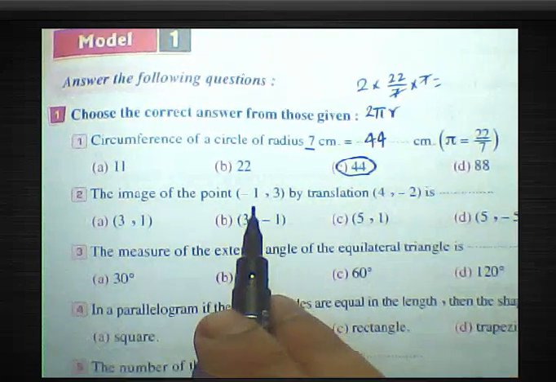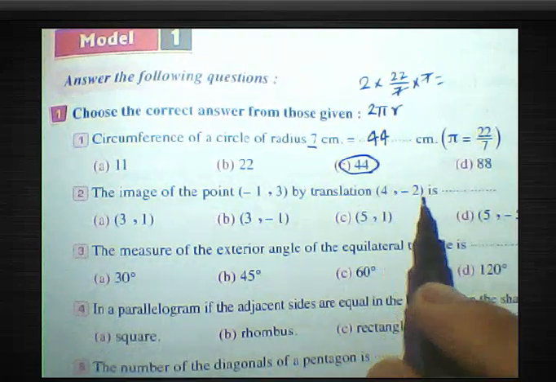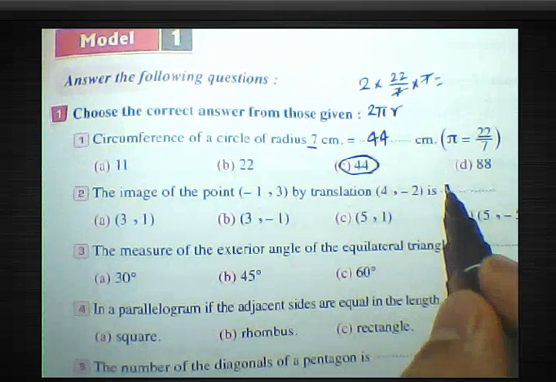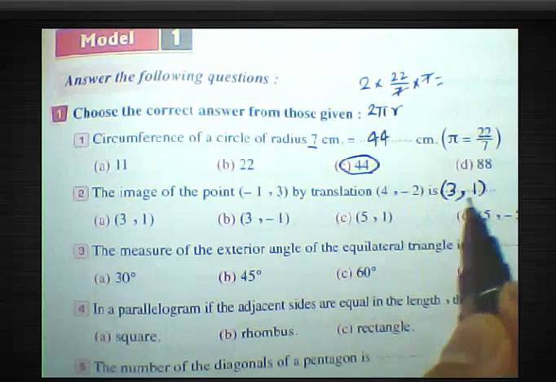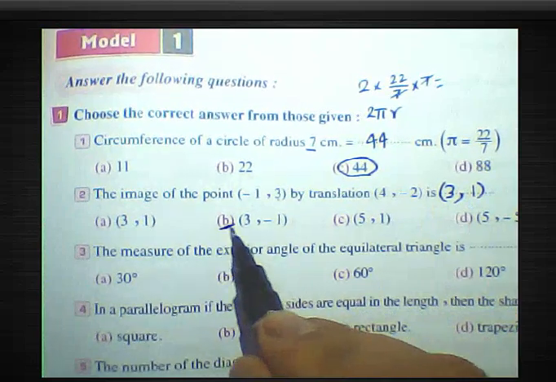The image of the point -1, 3 by translation 4 and -2: -1 plus 4 equal 3. 3 plus -2 equal 1. It will be 3 and 1.